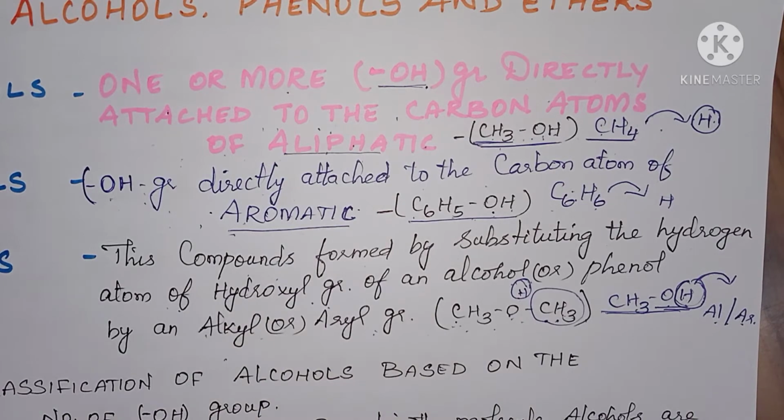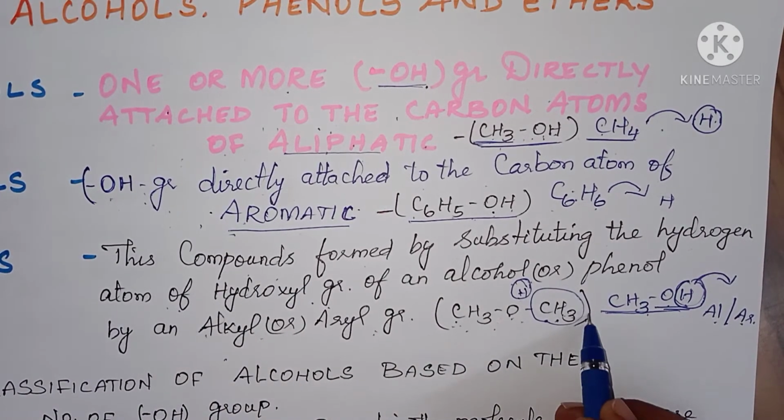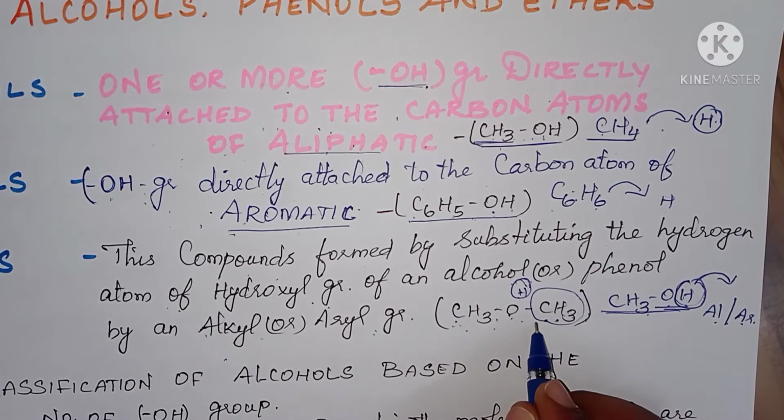So by removing the hydrogen of the OH group of an alcohol or phenol, in that place an alkyl or aryl group will sit. So that is called ethers.